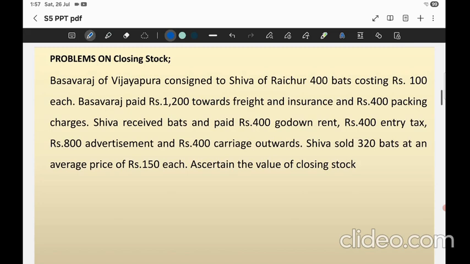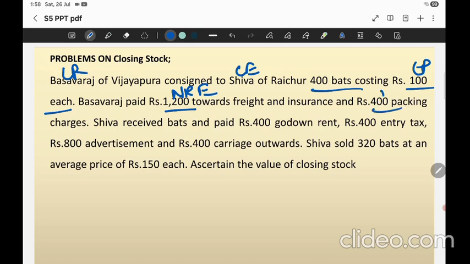Basavaraj of Vijaypur consigned to Shiva of Raichur. Basavaraj is the consignor and Shiva is the consignee. 400 bats costing 100 each. We need to be very clear: what is my cost price? 100. Basavaraj paid 1200 towards freight and insurance. As he is the consignor, it will be non-recurring expenses. And 400 for packing, again non-recurring expenses.